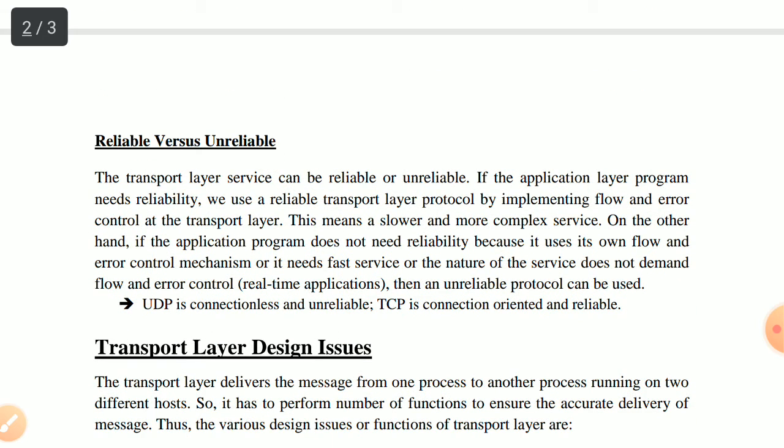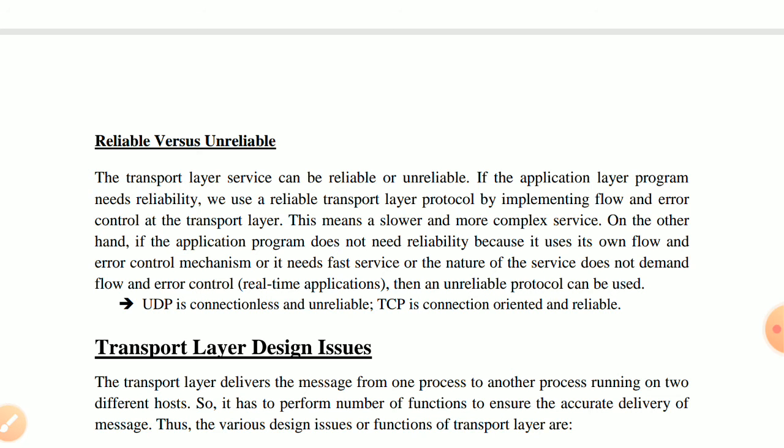The second type of service is reliable versus unreliable. If the transport layer itself is providing the flow and error control, that means we are connected with a protocol at the transport layer which is reliable. If these 2 types of services are not provided by the transport layer, that means we are having an unreliable type of service, where we cannot say anything about the delivery of data, whether it will reach the destination or not.